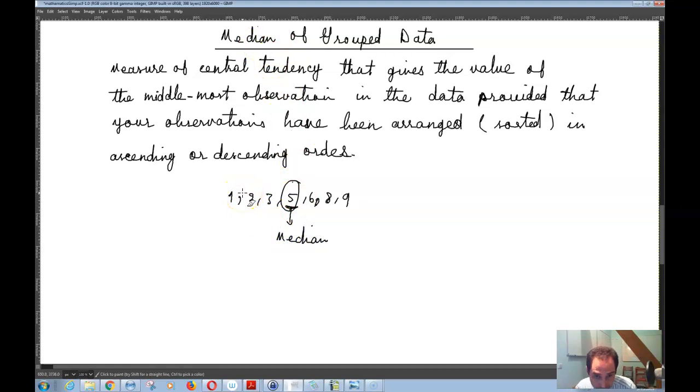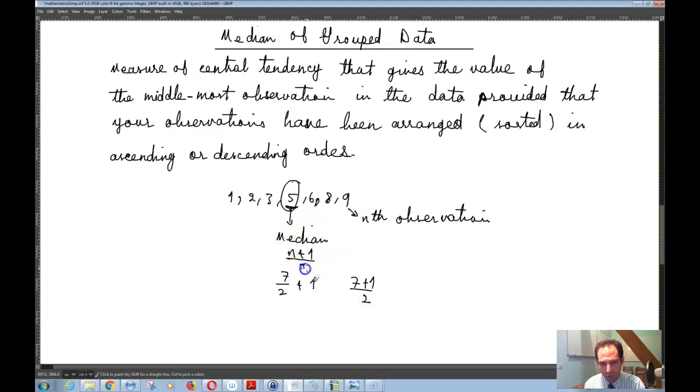On the other hand, in order to get some sort of formula for this, if I call this, for example, the first observation, the second, the third, and all the way up to the nth observation, then the observation that falls between all of the observations can be given by 7 divided by 2 plus 1, or 7 plus 1 divided by 2. So that's the n plus 1 divided by 2th observation.